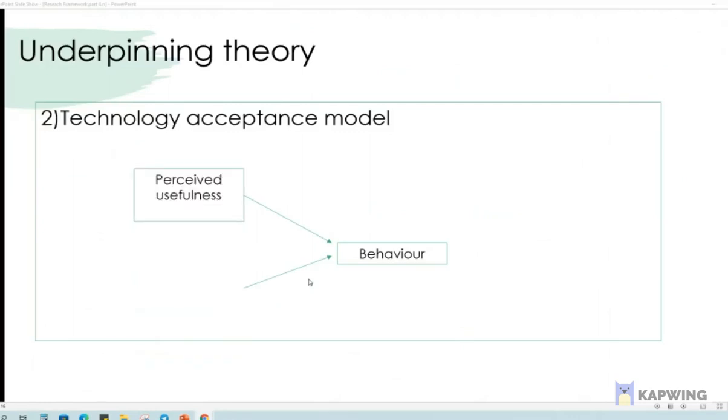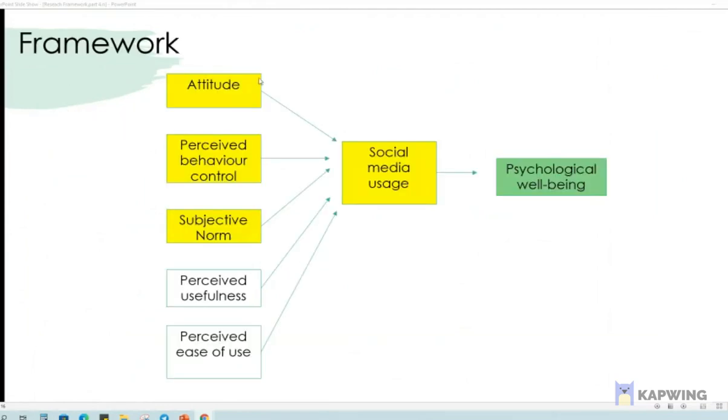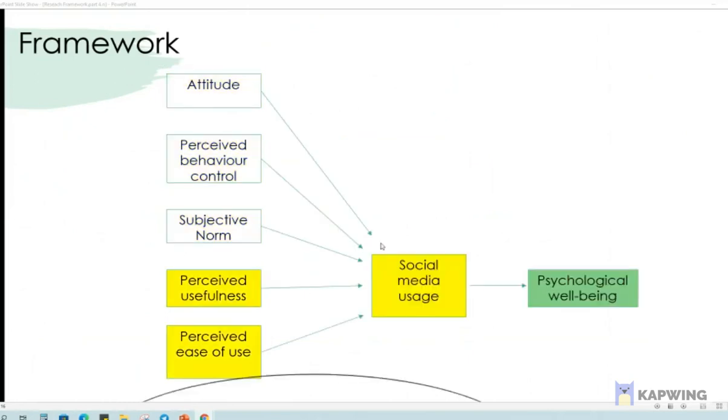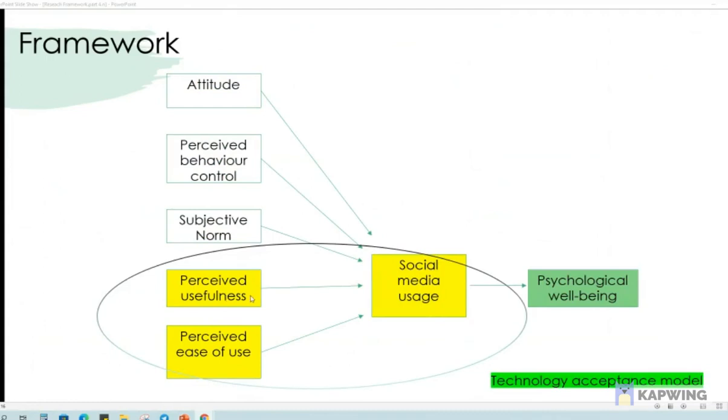The technology acceptance model is another model that past researchers use when they study social media usage. So based on that, you have an idea that by integrating the theory of planned behavior and the technology acceptance model, there are 5 factors that impact social media usage, right? Attitude, perceived behavioral control, and subjective norm are the factors that impact social media usage based on the theory of planned behavior. The technology acceptance model has identified that perceived usefulness and perceived ease of use impact social media usage.